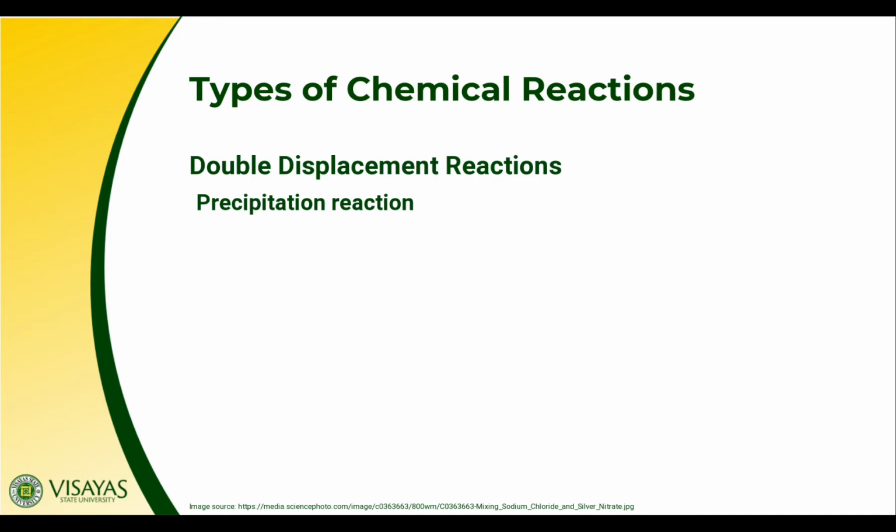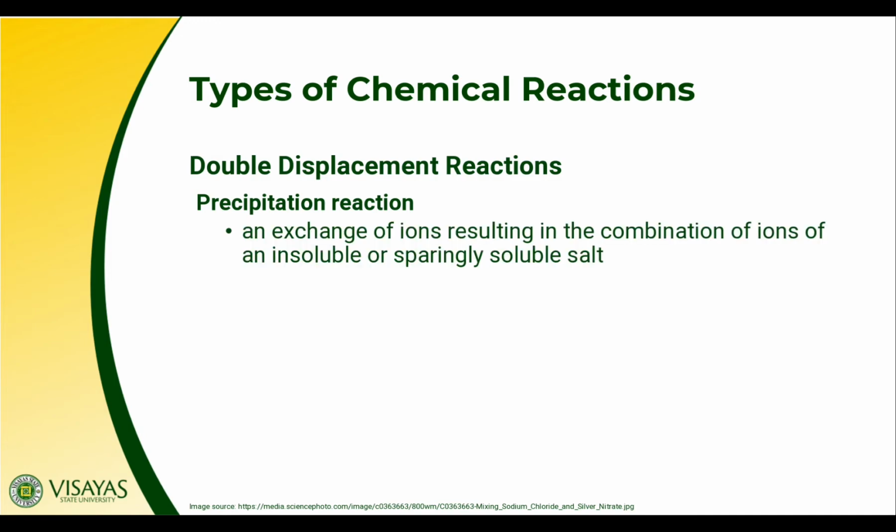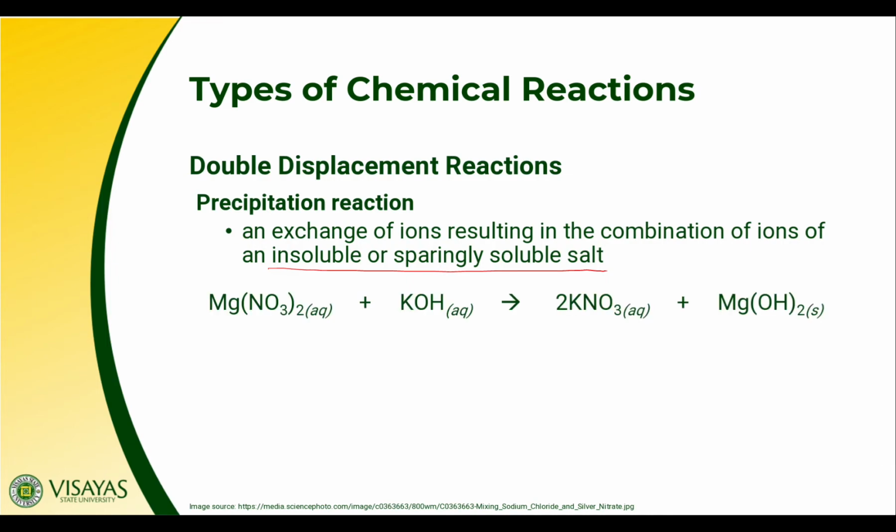Another type of double displacement reaction is called precipitation reaction. So from the word precipitation reaction, there is precipitate formed. After the exchange of ions, we have the formation of insoluble or sparingly soluble salt, which we call precipitates. So as an example, we have magnesium nitrate reacting with potassium hydroxide to form potassium nitrate and magnesium hydroxide. In this case, the precipitate formed is called magnesium hydroxide. So here, what happens is that the magnesium combines with hydroxide to form magnesium hydroxide, and then our potassium combines with nitrate to form potassium nitrate.